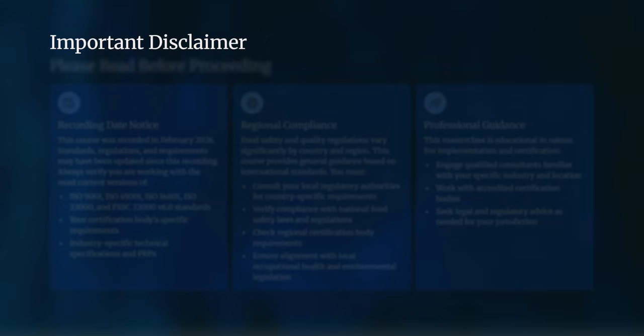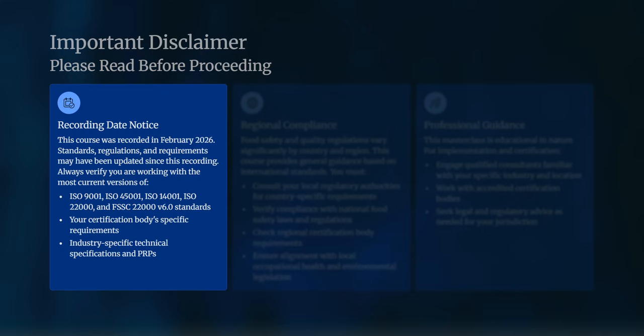Now, I have to start with a disclaimer here that you need to know. This video is recorded in February 2026, so the standards, regulations, and requirements may have been updated by the time you are watching. Always verify you are working with the most current version of all the standards we are covering, and also check your certification body's specific requirements, your industry-specific technical specifications, and prerequisite programs.